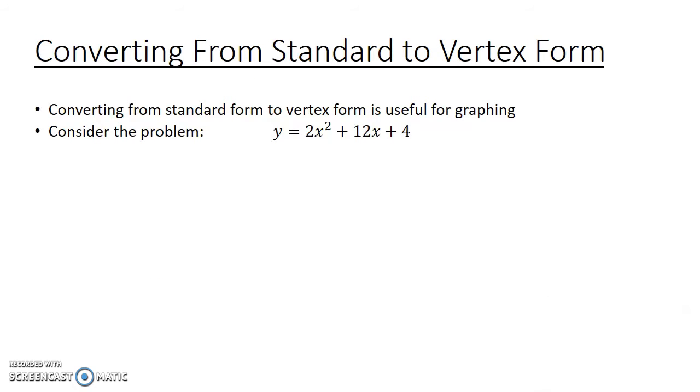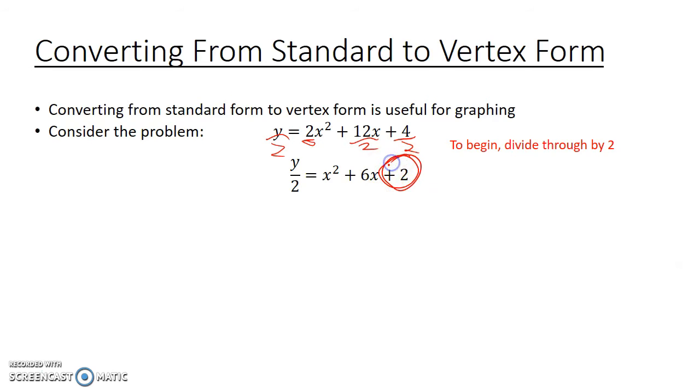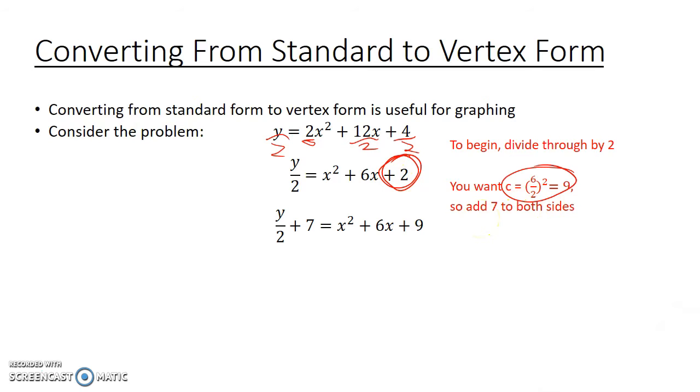Another use of completing the square is to change forms. First things first, you don't want this to be a 2, so we'll go ahead and divide by 2. When you divide by 2, you're dividing everything by 2, every single thing. So you get something like this. Then we want to complete the square. This 2 is not the number that we want. We want that c to actually be 9. So how do we get from 2 up to 9? Well, that's why it says add 7. Add 7 to both sides.